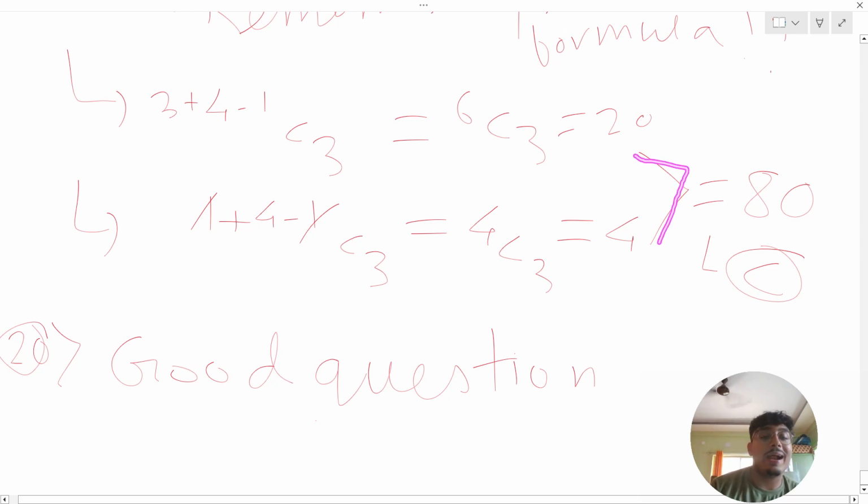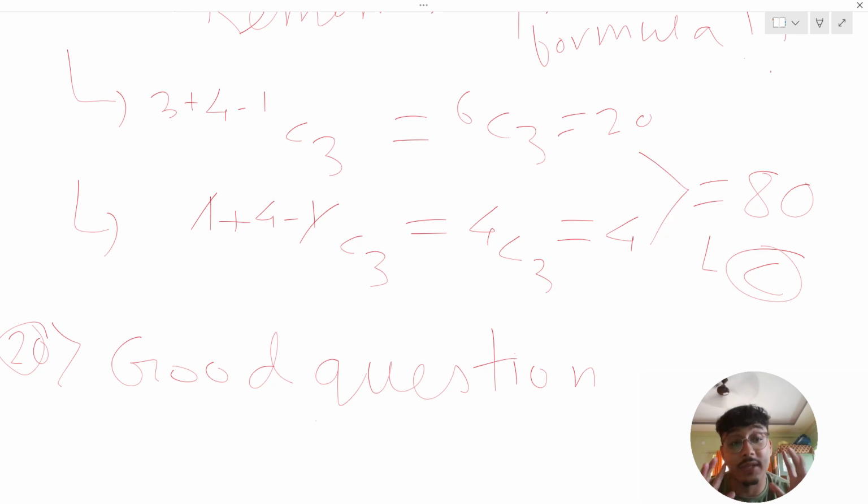So obviously you aren't going to add, you are going to multiply. So 20 into 4, 80. So there are a total of 80 tuples possible of the form A, B, C, D, and my answer is option C. Good question and an easy one, I should say. Really easy question.